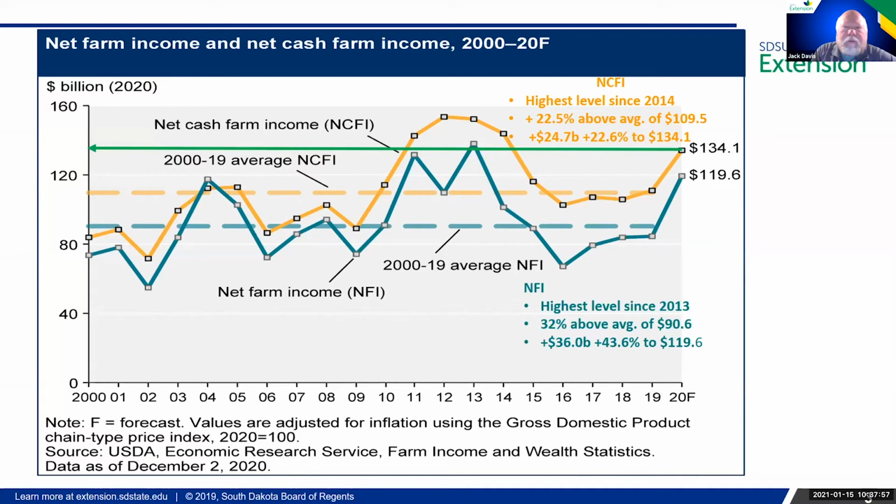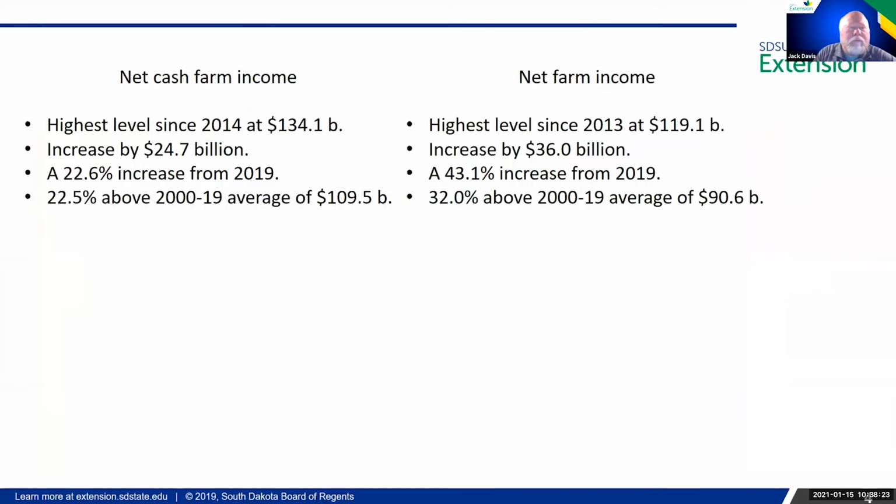2020 ended up as a pretty good year nationally for net cash farm income. Highest level since 2014, 22.5% above the long-term average from 2000 to 2019. And it was 26% above that, and also the same with net farm income. So we'll go through this pretty quick.